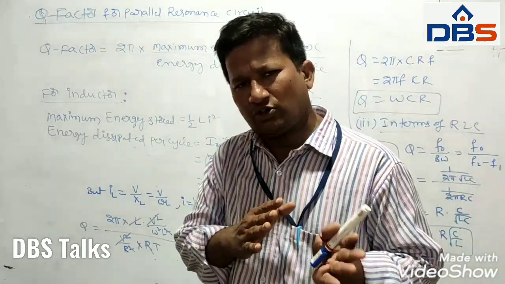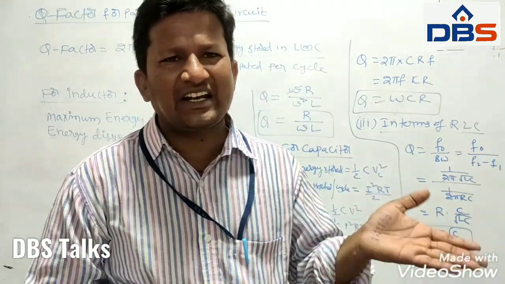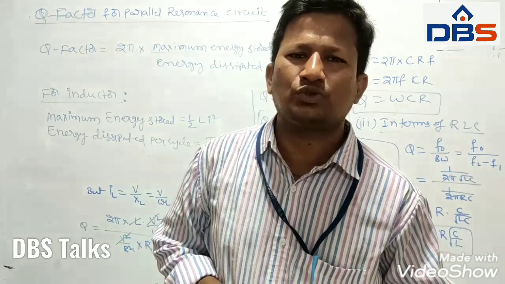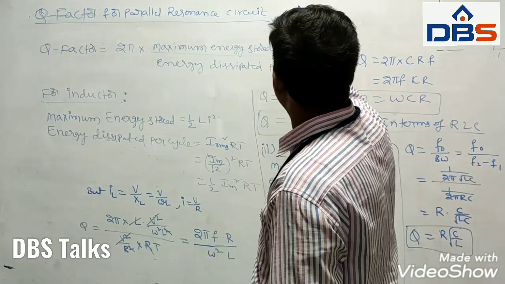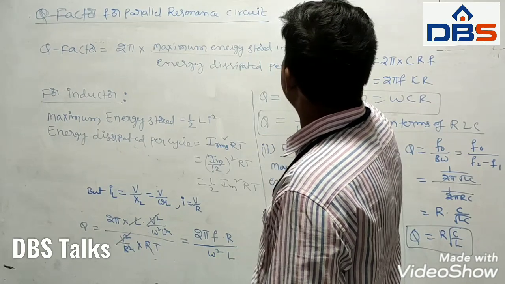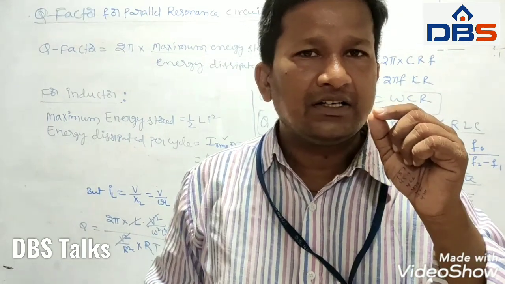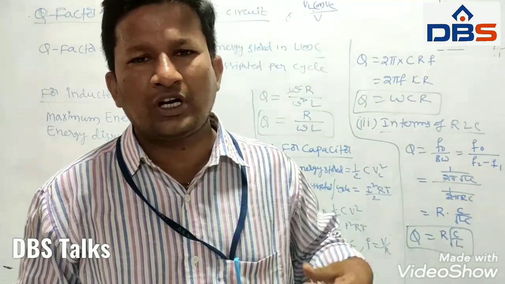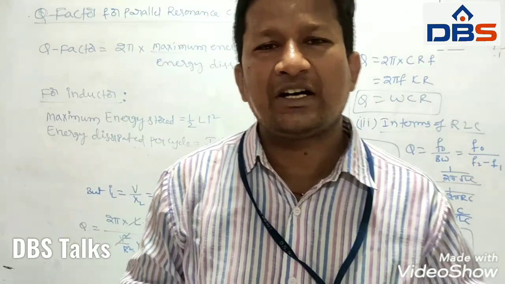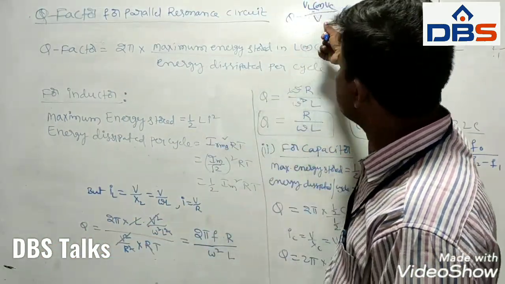Simply said, the quality factor is also defined as the voltage across the inductor or capacitor to the total voltage. That means VL by V or VC by V is also the quality factor: the voltage across the capacitor or inductor divided by the total voltage of the source in the given circuit. The quality factor may be expressed like this also.